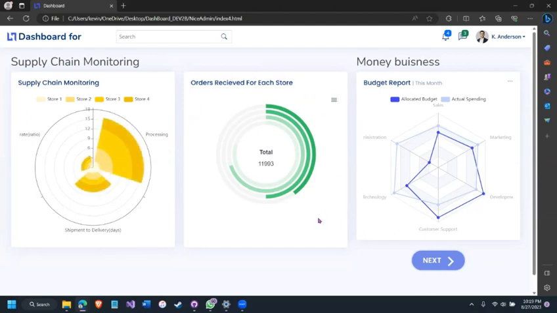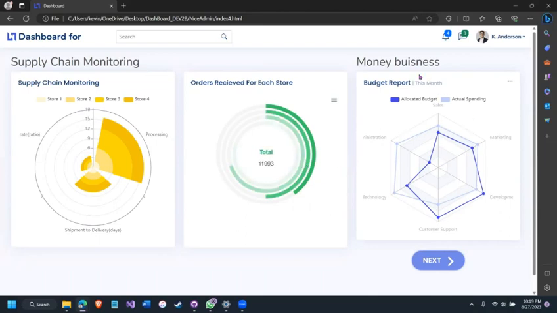Then this chart over here shows us the orders received for each store. So in the middle there, you can see the total. This is for all of the stores. But if you hover on each of the bands, you can see the specific amounts for each store, like this.